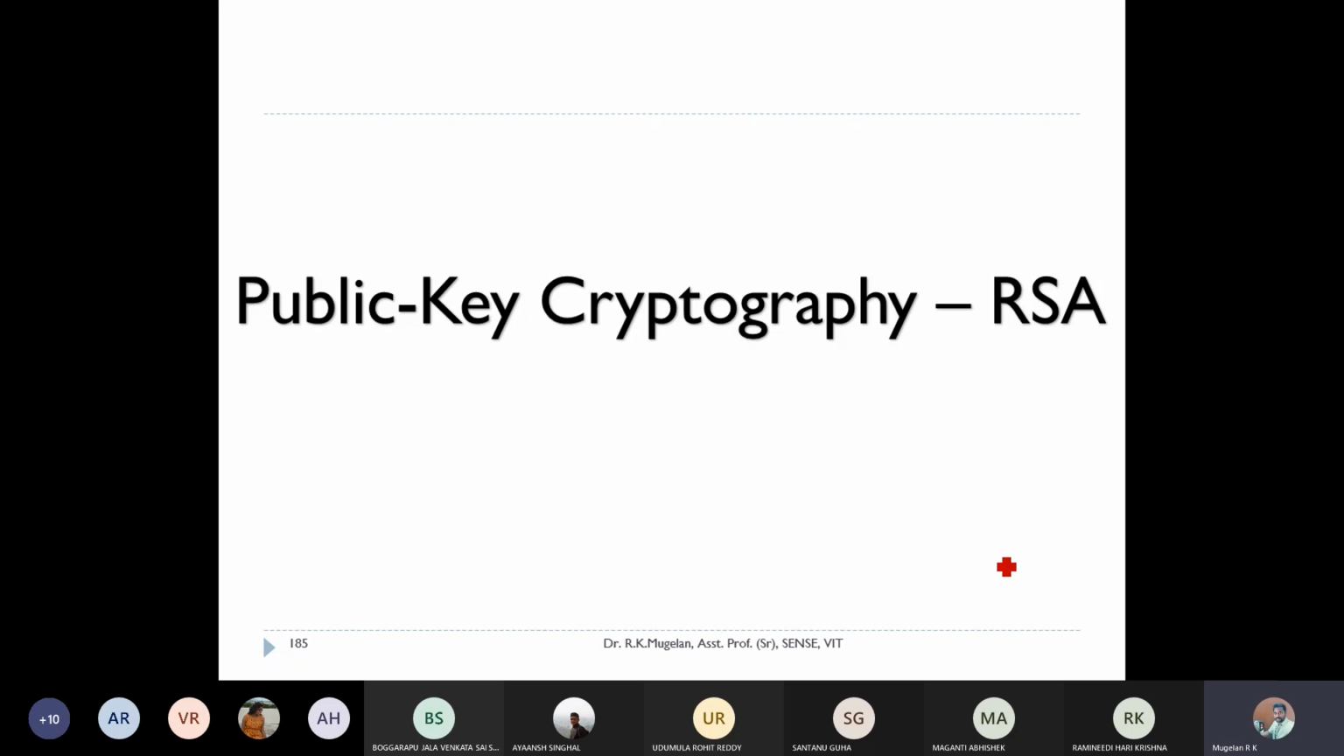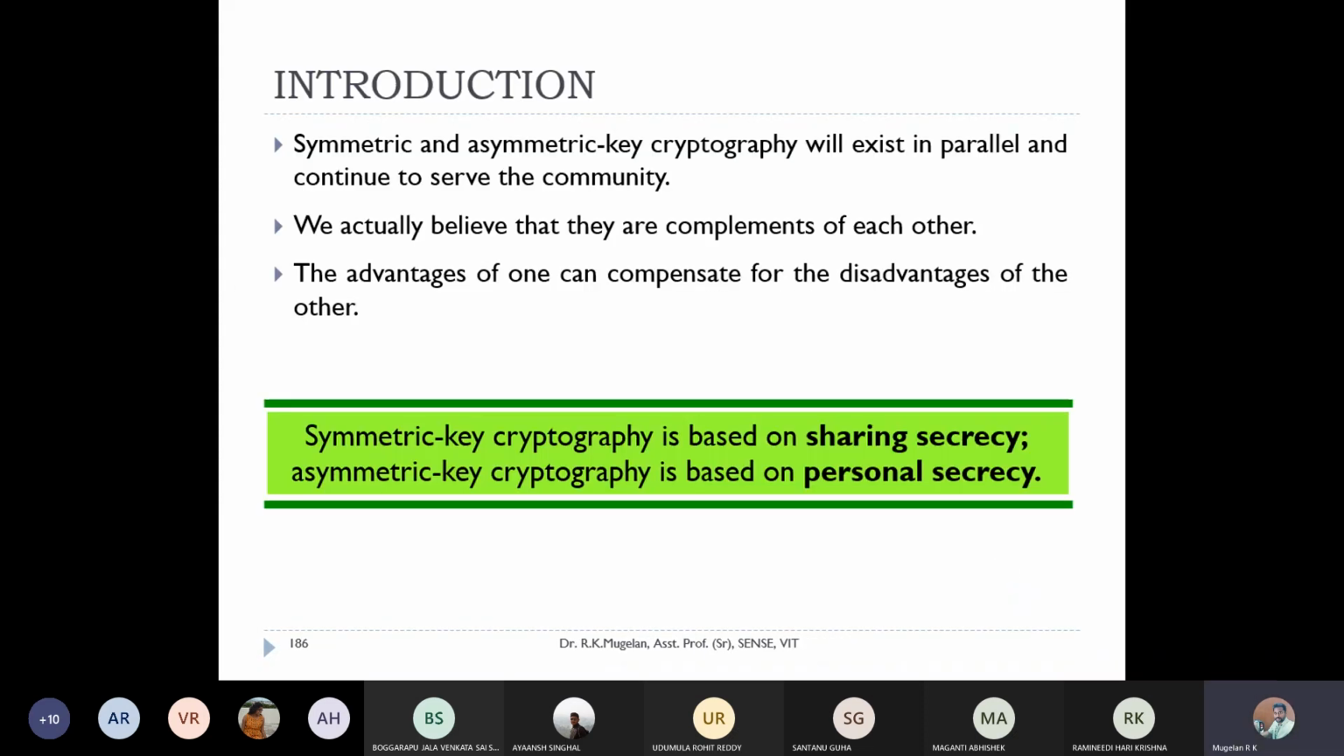Okay, today we are going to discuss the last topic of our module 3, that is public key cryptography. So we'll be discussing what is meant by public key cryptography. If we see the introduction, it is also called asymmetric key cryptography.